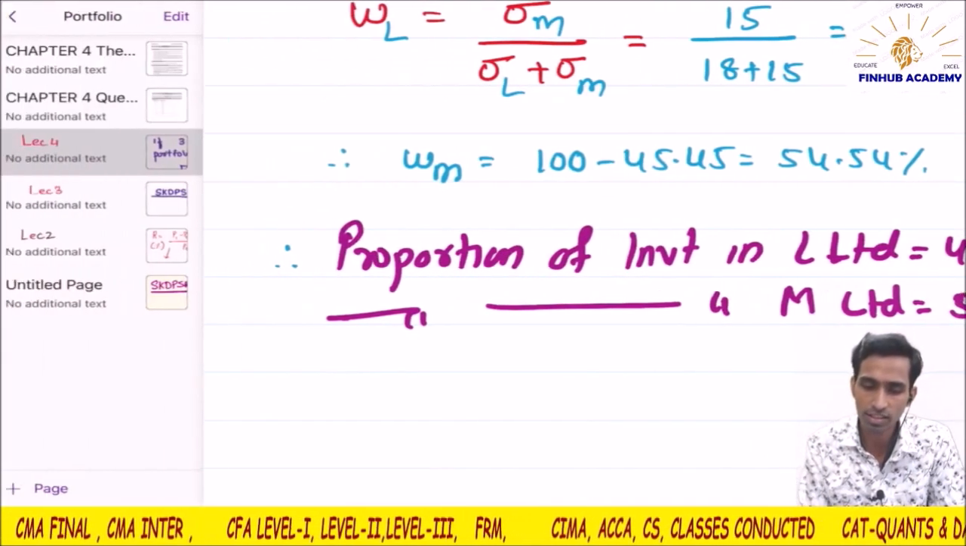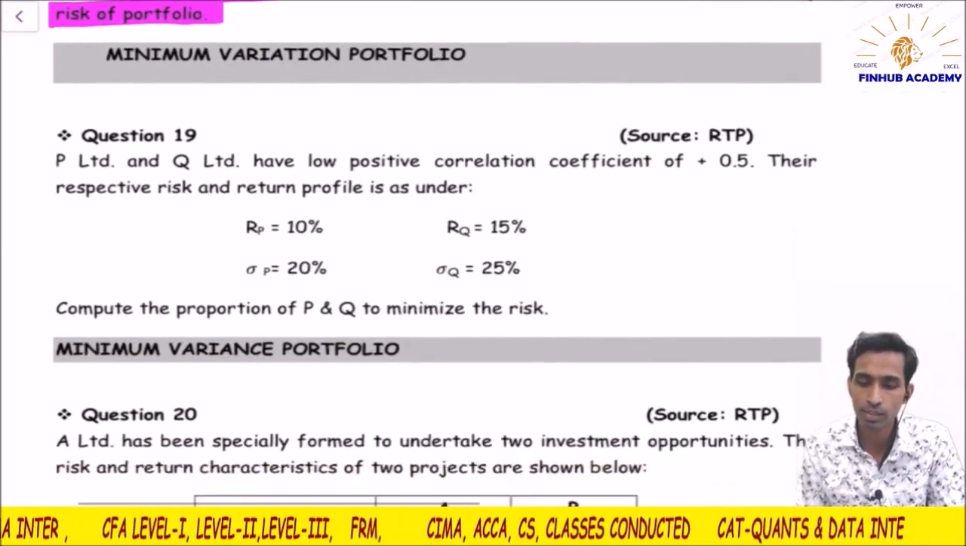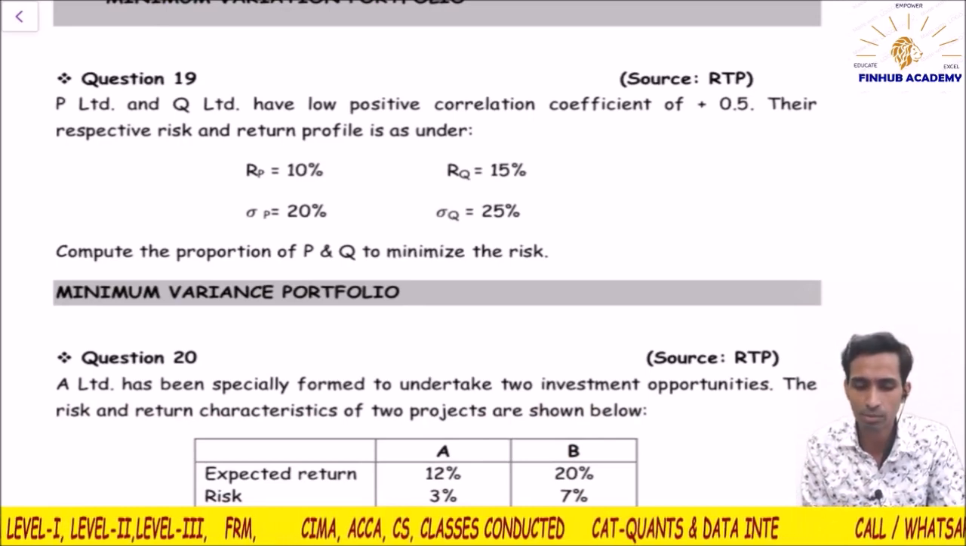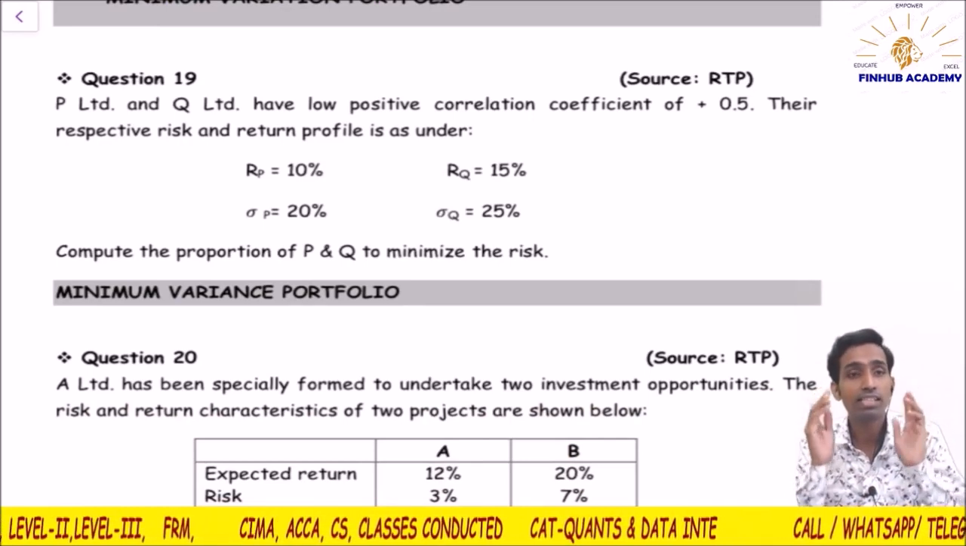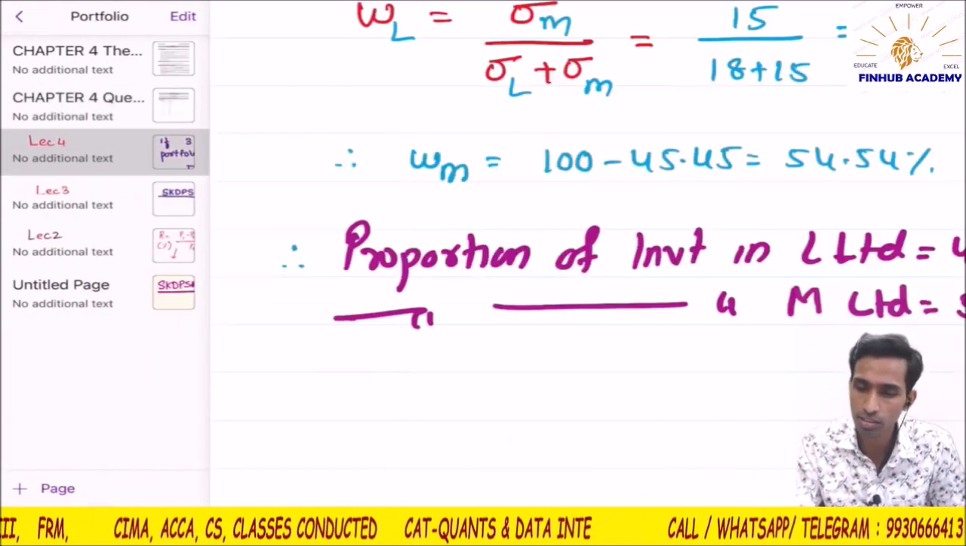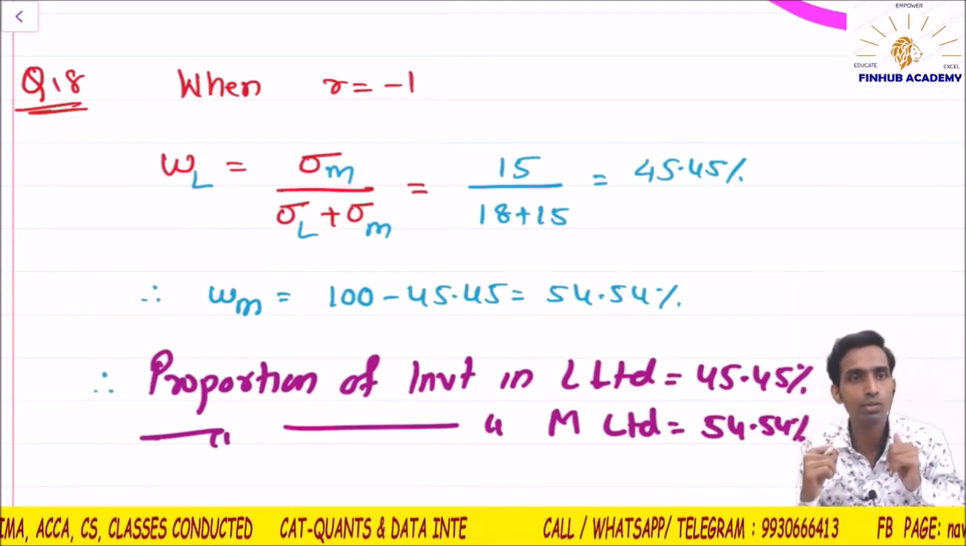See the next question. Easy? Understood? Should I move? Okay. Please be quick. These are all very small sums. Okay. So I'm not spending time on that.